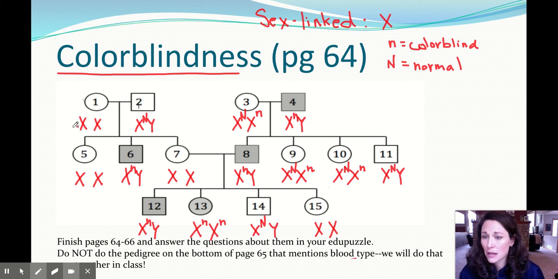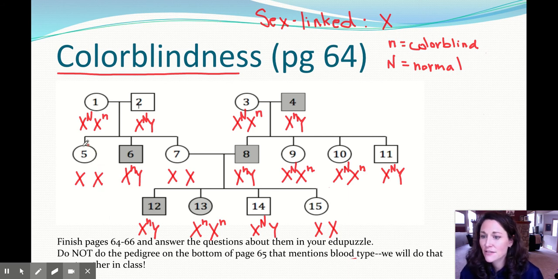We can kind of follow things on over here as well. Notice this mom does not have color blindness, so she's going to be X big N, but she has a son who is colorblind. His X chromosome had to come from his mother, so she must be a carrier of the trait. So she is X big N, X little n.